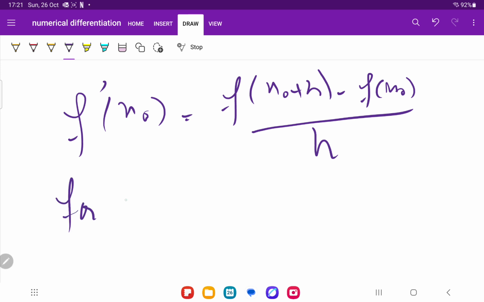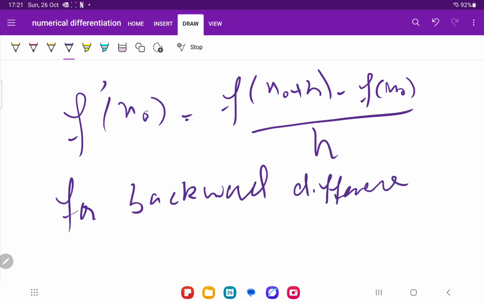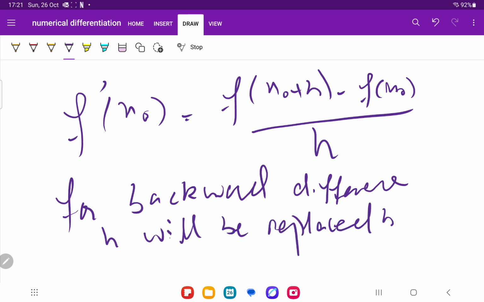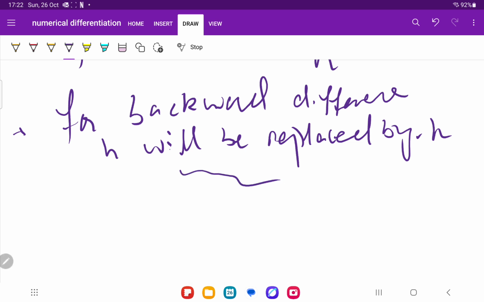So for the backward difference, h will be replaced by minus h. That is the whole story of using this formula. Now we'll pick one example to solve so that you will understand it more clearly.